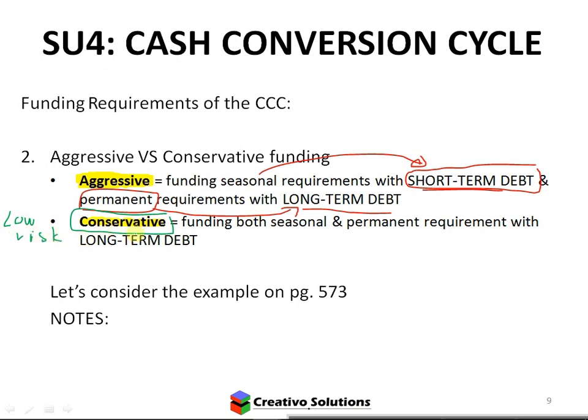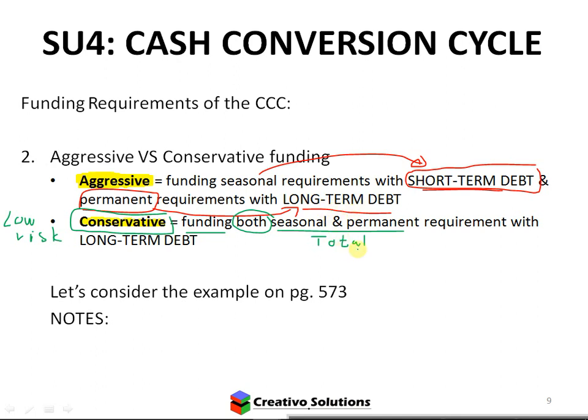Right, so if you're looking at conservative, funding is going to be raised for both the seasonal and the permanent, i.e. the total, everything that you require. Because now it doesn't matter if I have more or less sales in a particular month, the cash is available as and when I require it.